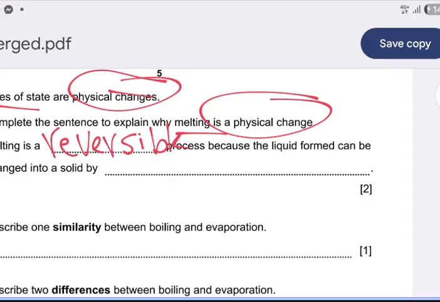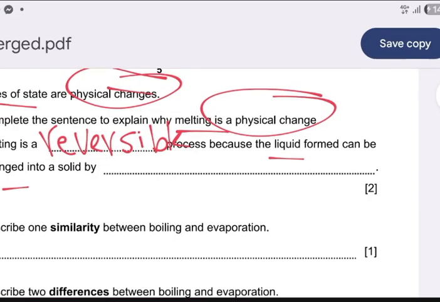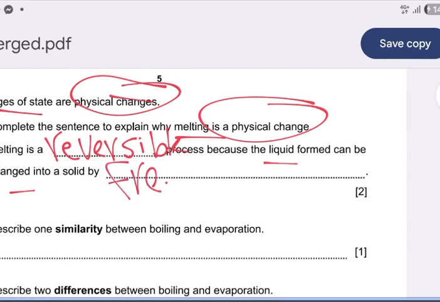And because we can change it from liquid to solid, by what? By melting or by freezing? By freezing. You can change it from liquid to solid by freezing, or you can say by cooling.